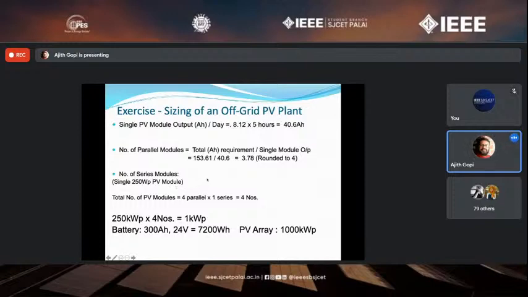And the system voltage is, so I will go for a series module only. One module in series only. So I will get a system with 4 numbers of 50 watt peak modules and a battery of 300 ampere hour, 24 volt system.